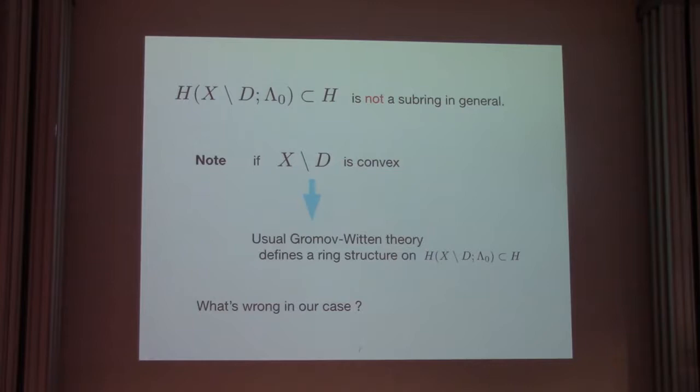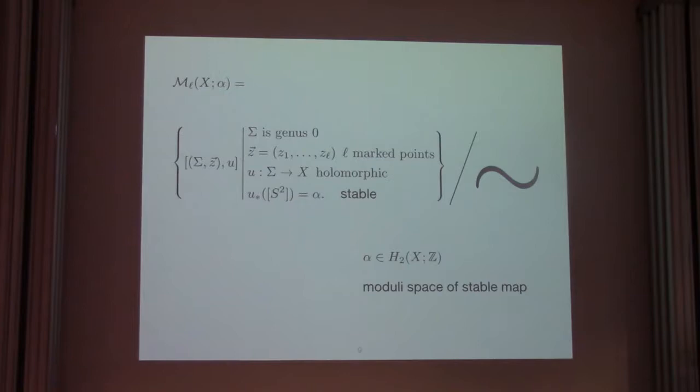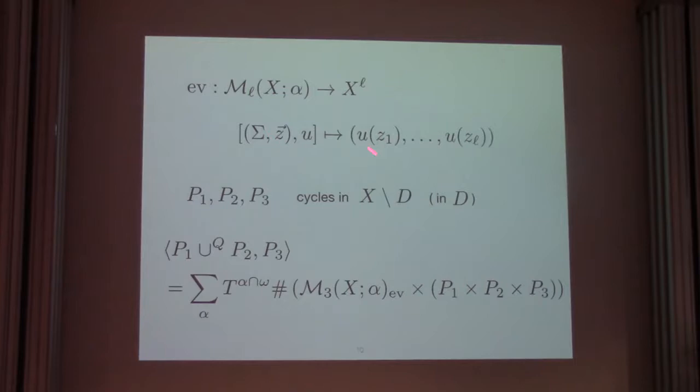I believe almost everybody here knows how to prove associativity in quantum cohomology, but for completeness, I want to start with it a bit. So now let me review quantum cohomology and its ring structure. Since this is a mirror symmetry conference, I believe most of the audience knows it, so I want to be rather brief. There is a moduli space of stable maps from S2, genus zero, with L marked points, and then you have an evaluation map to X to the power L, so that you evaluate at each marked point.